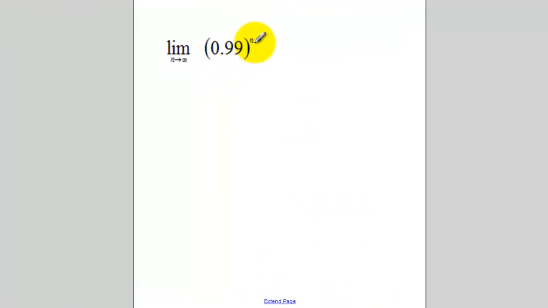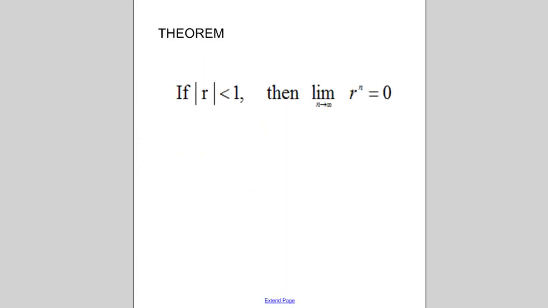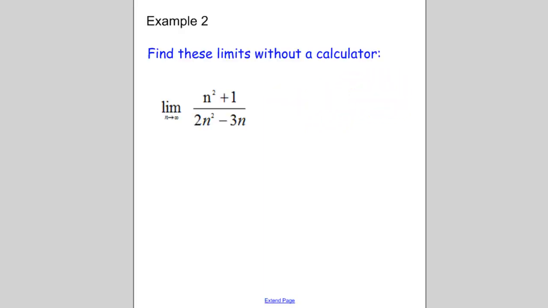Let's try this one too, 0.99 to the n power. Well, the whole point is we're going to say that this equals 0 because 0.99 is between 0 and 1. And whenever you take a geometric series and have a common ratio less than 1, the terms will get smaller and smaller and eventually approach 0. So we're going to fine-tune this now with one of our theorems here. If the absolute value of r is less than 1, then the limit as n goes to infinity of r to the n equals 0. That'll be very handy for doing other problems.